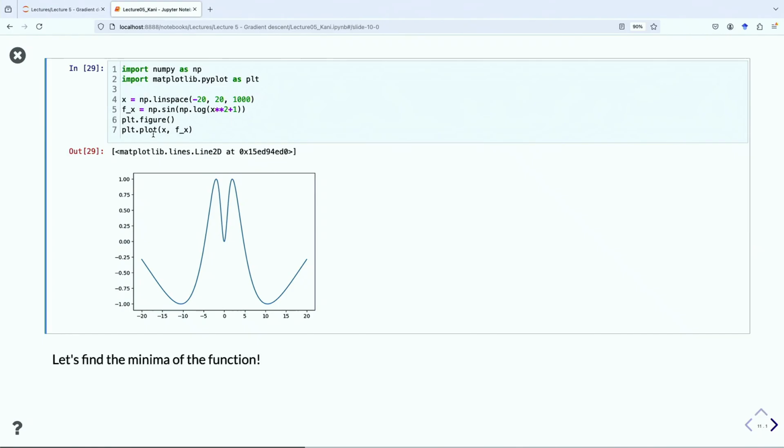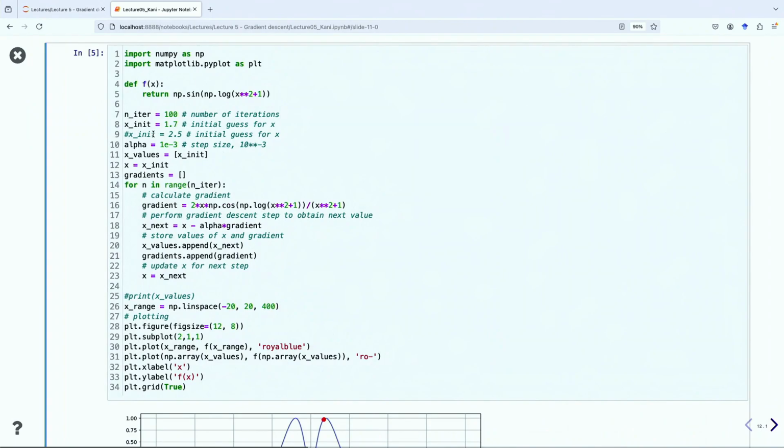So let's find the minimum. Let's use the same gradient descent algorithm. The only things I replaced were the actual gradients. Again, this is hand calculations. We don't necessarily need to do that, but we did that. And I changed the actual function, f of x, to be sine of log of x squared plus 1. Okay? Yeah, so we have that.